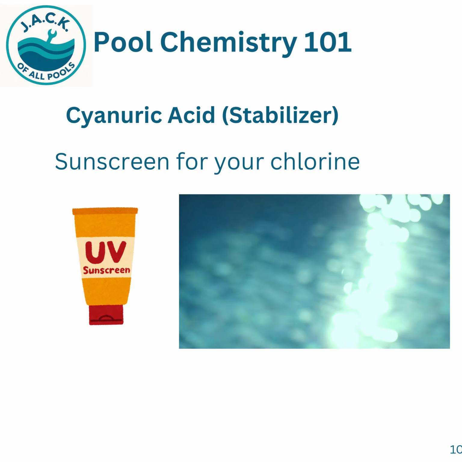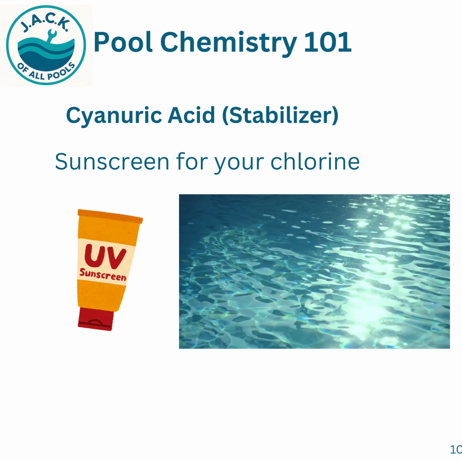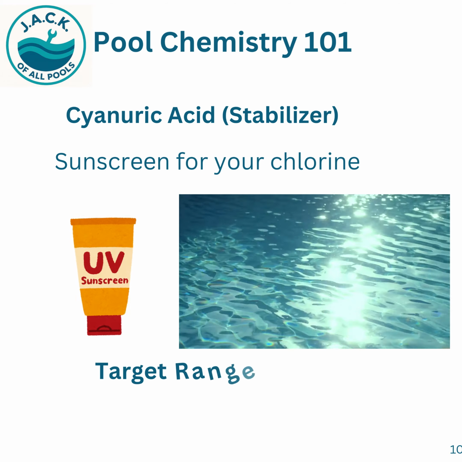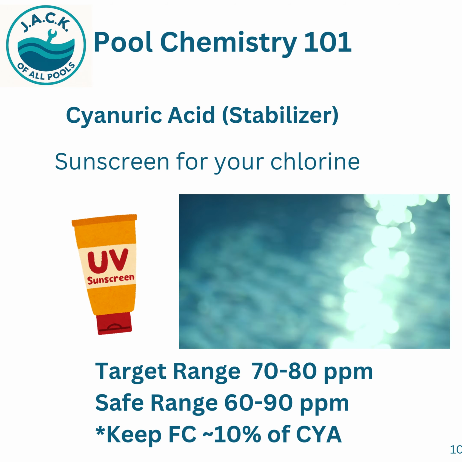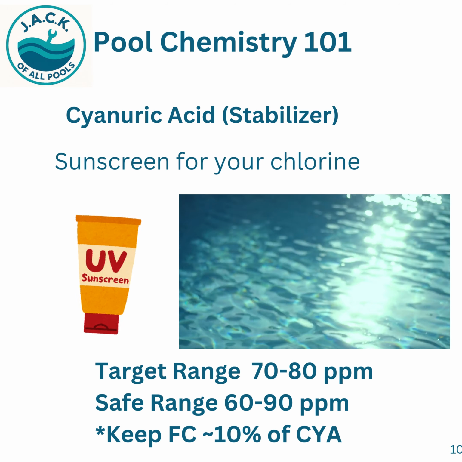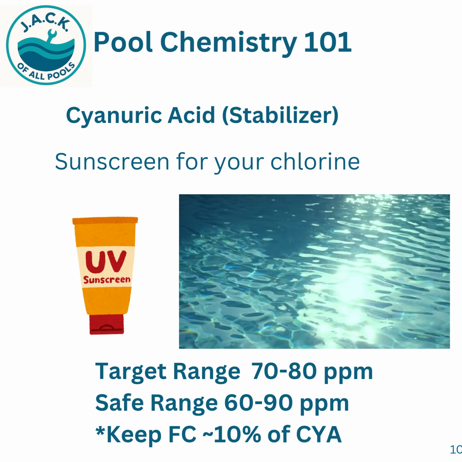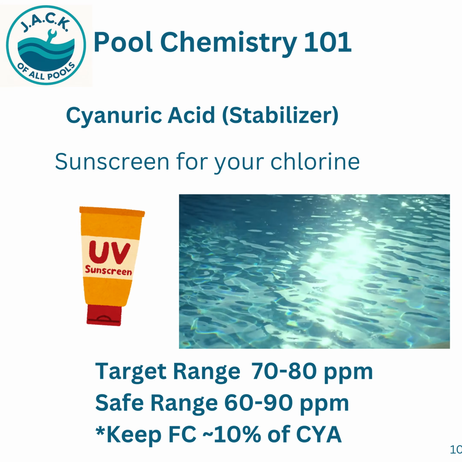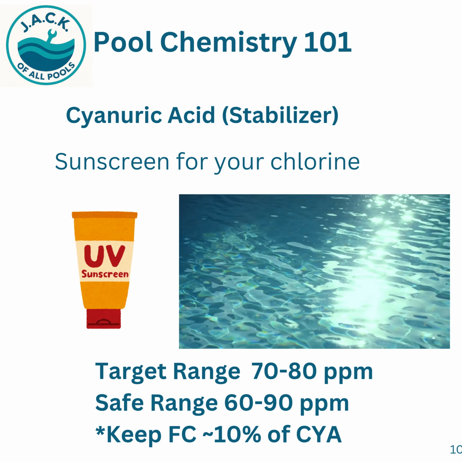That's where CYA comes in. It binds to the chlorine and helps it stay in the water longer, so it can keep doing its job, which is to keep sanitizing your pool. The target range for CYA is shown here. When your chlorine levels are too low, it's possible your CYA is not sufficient. A general rule of thumb is that your free chlorine should be about 10% of your CYA level. For example, a CYA of 70 should have a free chlorine level of about 7 parts per million.